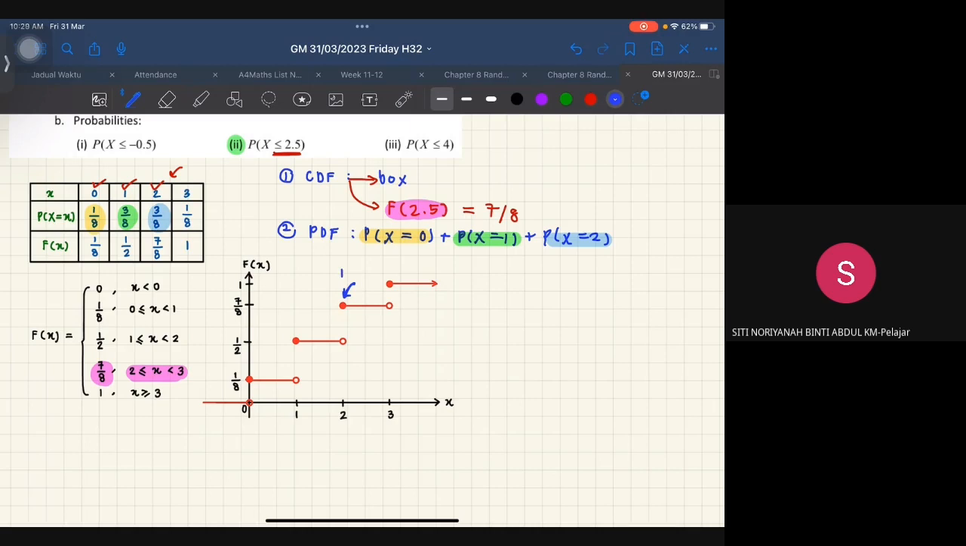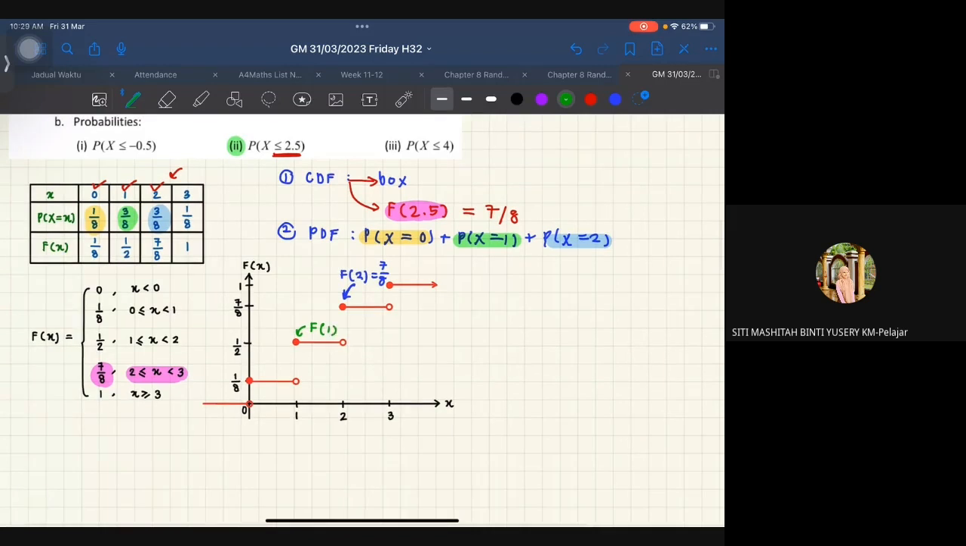Maksudnya dekat situ adalah F2. So F2 ni probability dia berapa? Tengok belah kiri. Probability dia adalah 7/8. So you will get 7/8 dekat situ. Next one, contohlah pula dekat sini. Kita panggil dia sebagai F berapa? F1, betul, sama dengan 1/2. Exactly, good job. Alright, dekat sini pula, ni adalah F0, which is equals to 1/8. So this is how to read from the graph. Ini adalah cara untuk awak baca dia daripada graph.